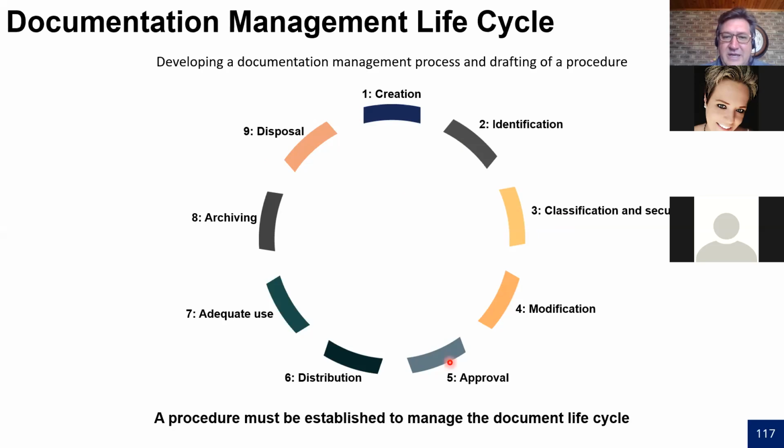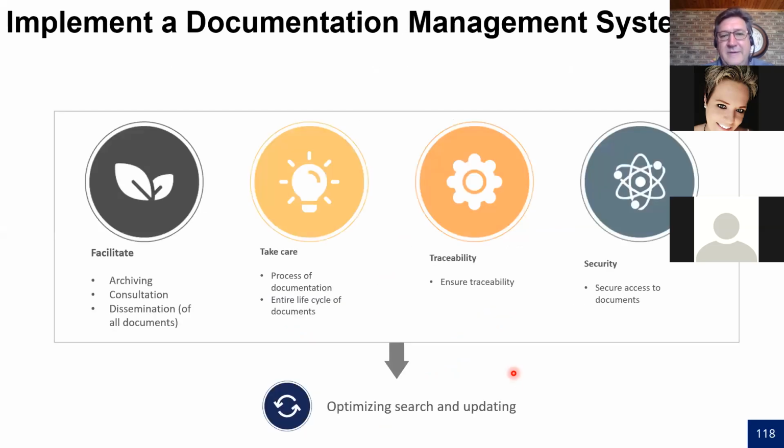Everything here is working in tandem, because you need to make sure that your document lifecycle, which must be established here at the bottom, is described, and that you have agreement and sign off from the highest level of approval, from the board, to say that our documentation will be handled in this way. Now, the implementation of the document management system. Firstly, how do you facilitate that? How do you take care of the processes and documentation?